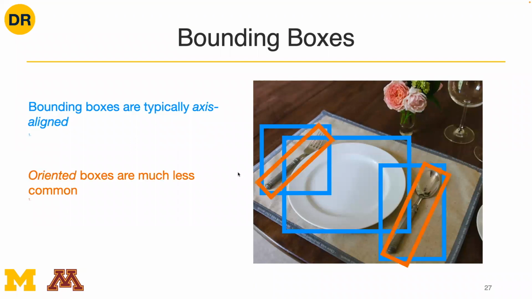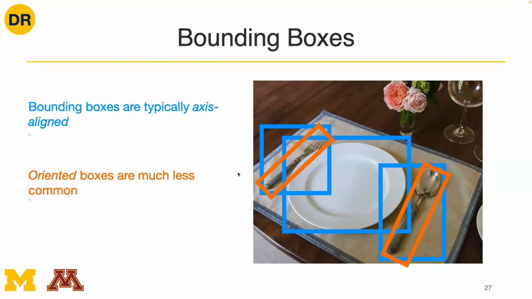This is in contrast to an oriented bounding box, where you would define the bounding box to actually have some rotation that would allow the axes of the bounding box to not be aligned with the axes of the image. These oriented bounding boxes are usually much less common in object detection literature and in object detectors. The reason for that is probably because oriented bounding boxes are harder to label. So it's harder to come up with data sets for oriented bounding boxes.